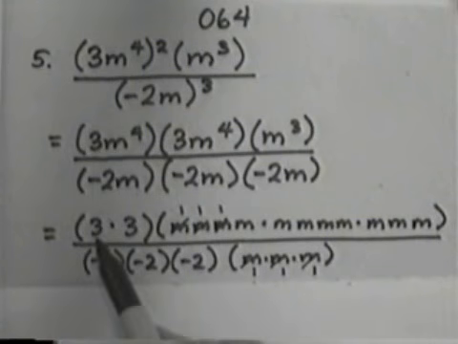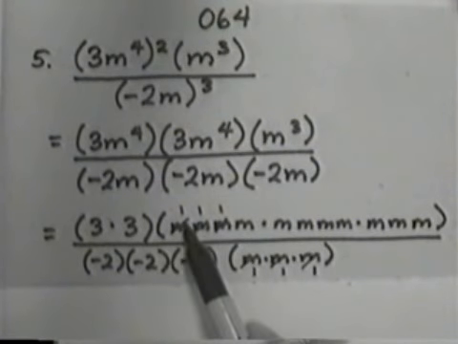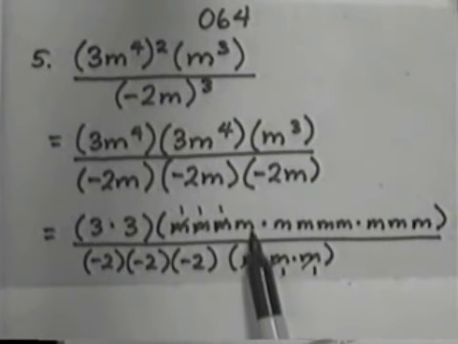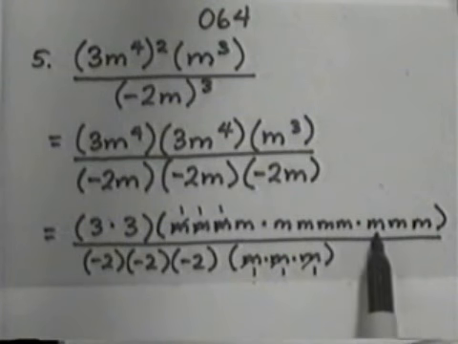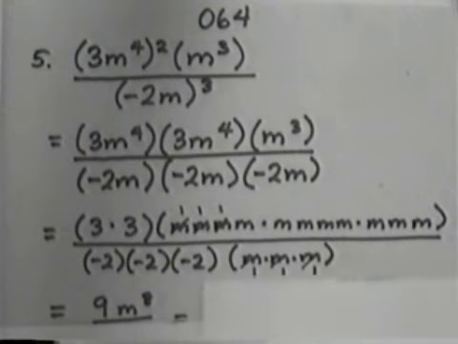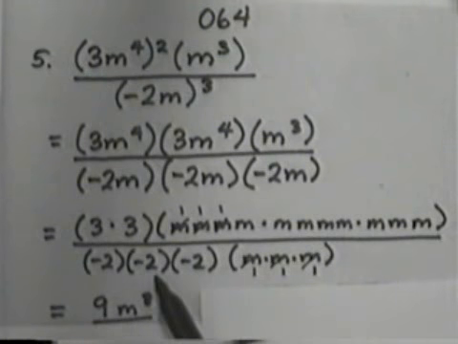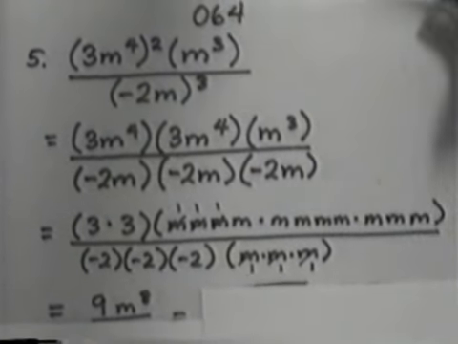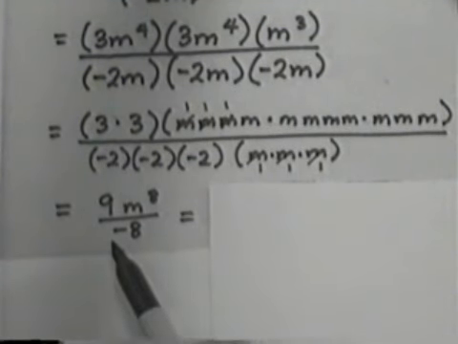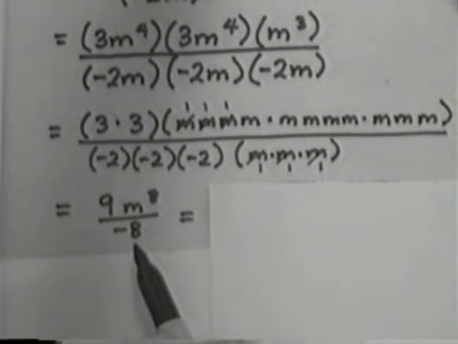Now the numerator is 9 times 1's, which would be simply 9 times, how many m's do we have? 1, 2, 3, 4, 5, 6, 7, 8. M to the 8th. 9m to the 8th on the top. And on the bottom, negative 2 times negative 2 is 4. 4 times negative 2 is negative 8. So we have negative 8. The m's have all canceled. Negative 8 times 1 is simply negative 8. And so our fraction is 9m to the 8th over negative 8.